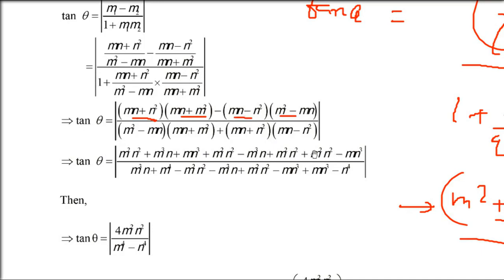So this is the numerator. Denominator also we are going to do this. m square and mn. Denominator you will be able to do it. m square times mn is m cube n.